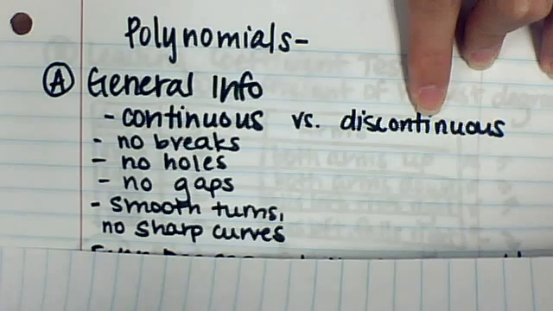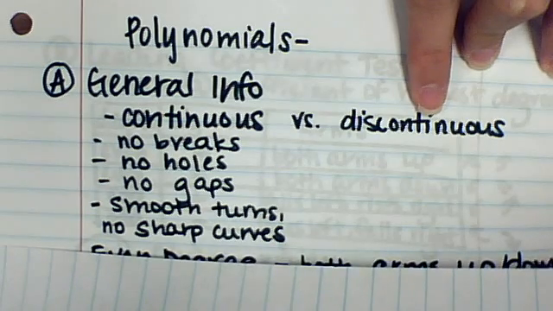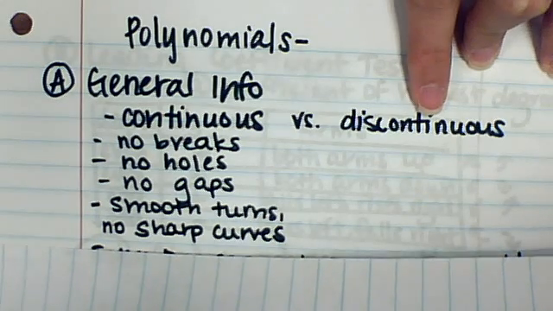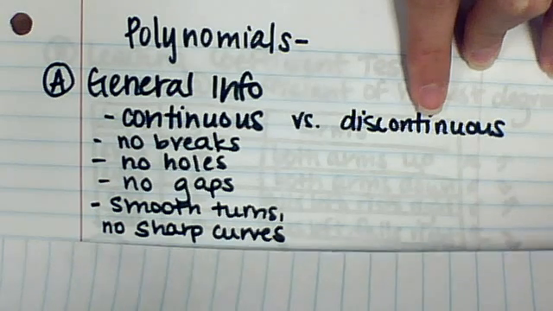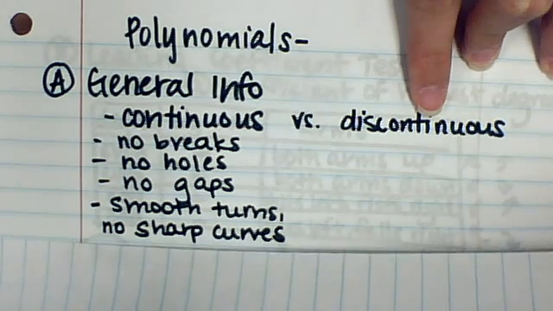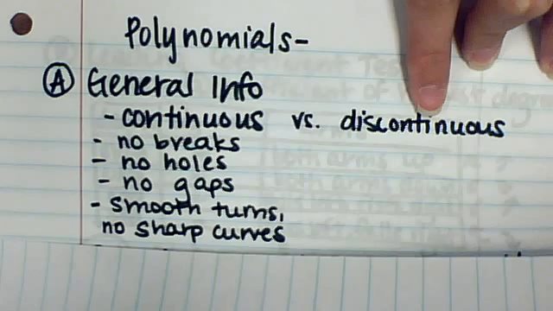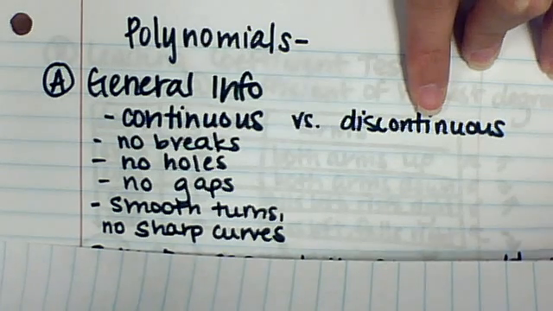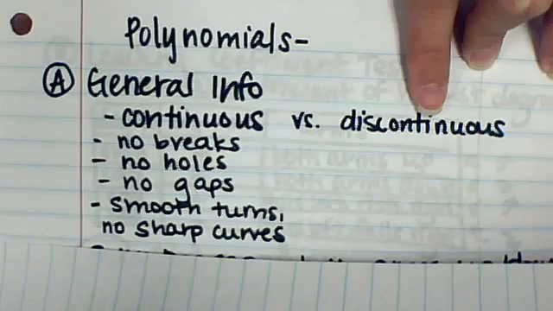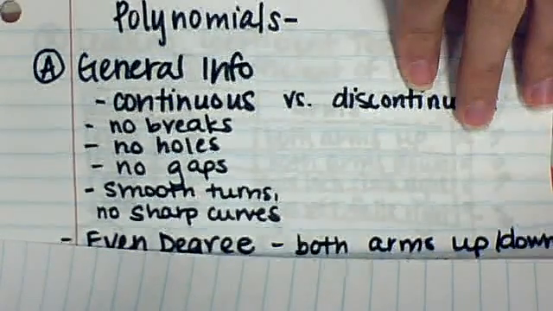There would be breaks, holes, gaps, or there'd be a sharp curve, like in the case of an absolute value function where that V happens, that would be a sharp curve. This concept of continuous versus discontinuous becomes really important in calculus, so that's why we're reviewing that real quickly. Also, when we look at a polynomial, we could talk about its degree.